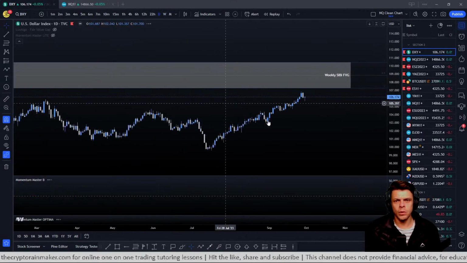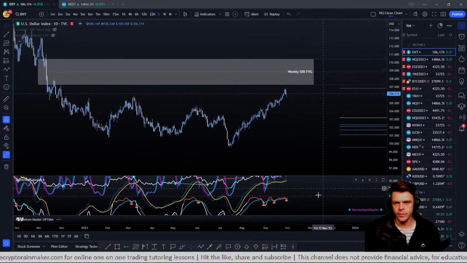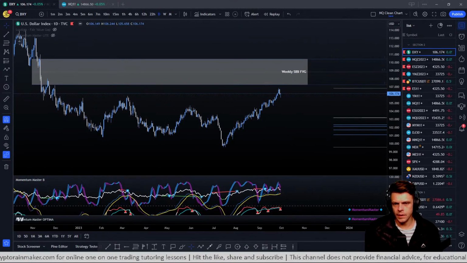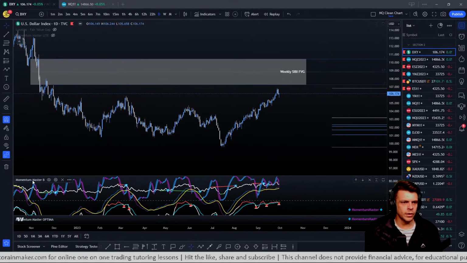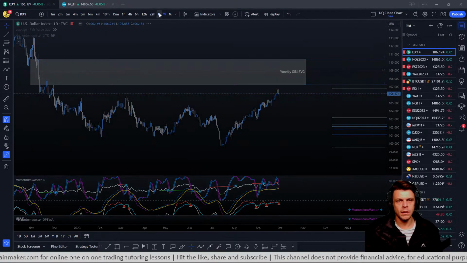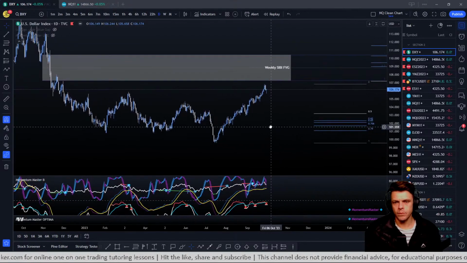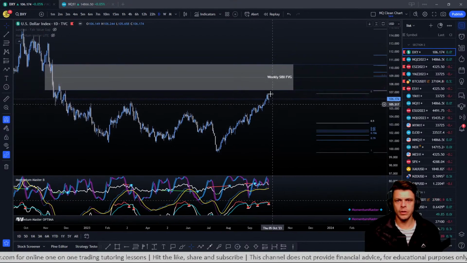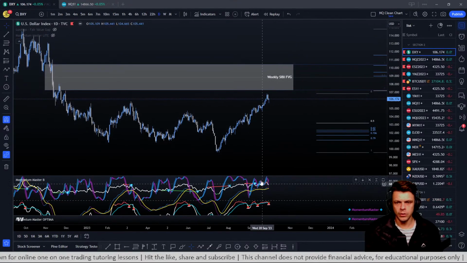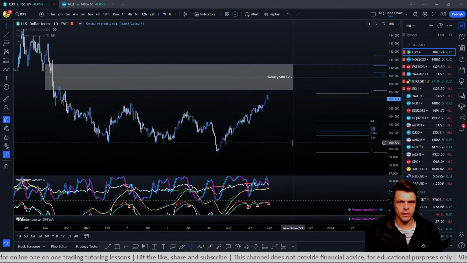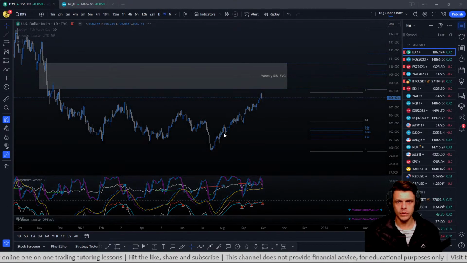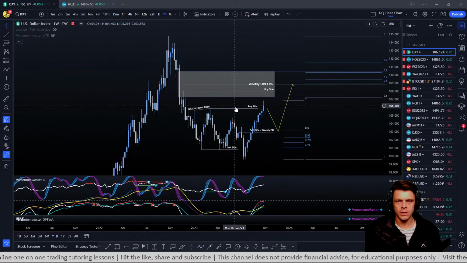Let's go down one time frame to the daily. Just looking at the Momentum Master B on the weekly and the daily, it looks like price action needs to reset to the downside a little bit to reset all of these oscillators. I'm going to see where all the lines disappear to.